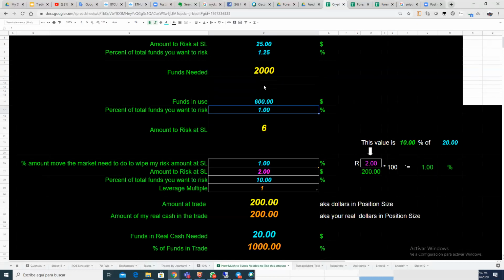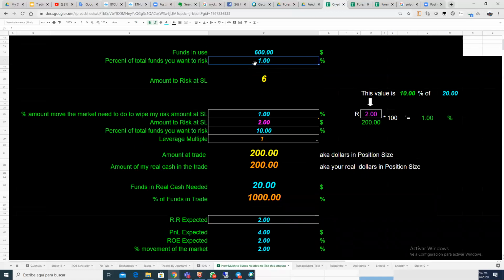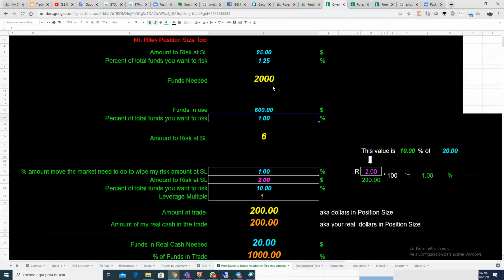Now, let's move over here. Funds in use, 600%, of total fund you want to risk. Amount to risk at the stop loss. Let me remember what funds I was using. 400. Okay, perfect. This gives me the other answer.